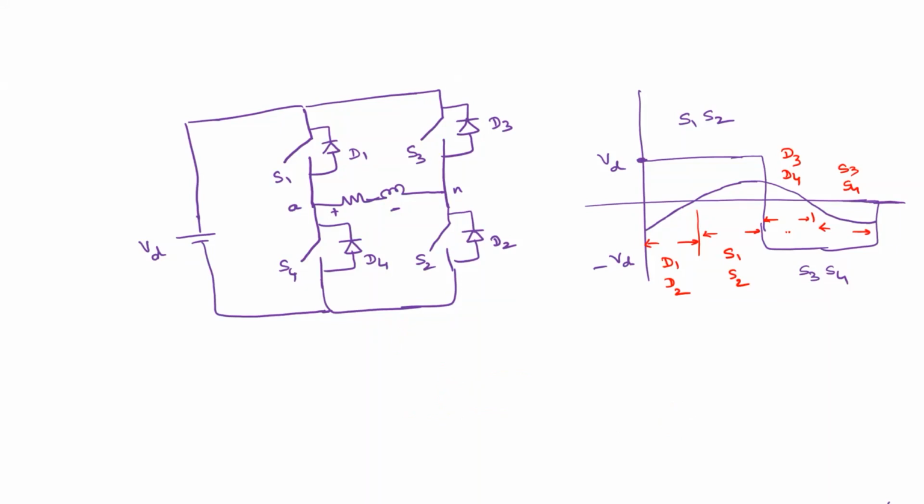So what you understood is that the output voltage waveform in case of full bridge will be like this. So basically it is a square wave. In case of half bridge, it is changing from plus Vd by 2 to minus Vd by 2. In case of full bridge, it is changing from plus Vd to minus Vd. So everything is the same except the peak to peak value.